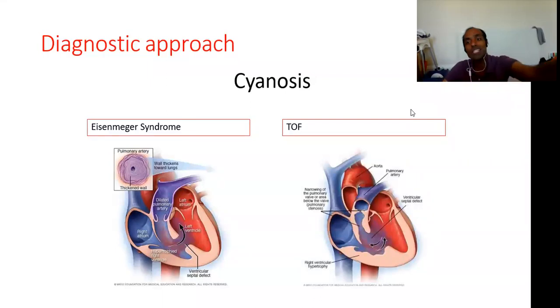So if you find a patient with cyanosis, you find elevated JVP, second heart sound palpable with parasternal heave. If you like, you can auscultate, but basically you have already diagnosed Eisenmenger syndrome in that patient.